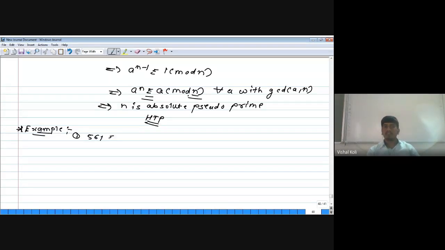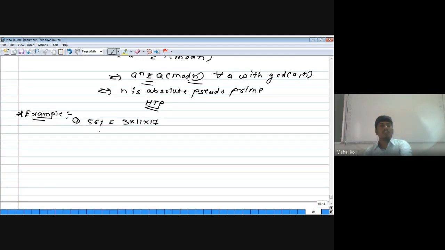The prime factorization of 561 is nothing but 3 into 11 into 17. Therefore 561 is a composite integer which is also square free. That is, its prime factorization will be 3 into 11 into 17. Therefore, 561 is not divisible by any perfect square. So 561 is a composite integer which is square free, having prime factorization 3 into 11 into 17.